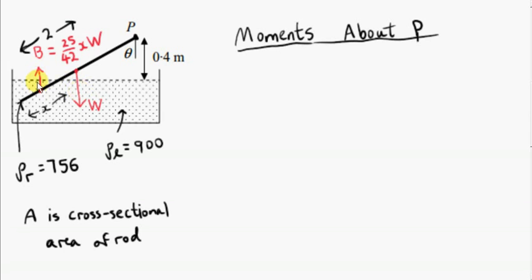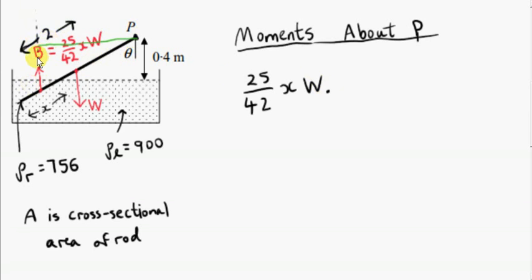We can see that B acts to turn the rod in a clockwise rotation about point P, whereas W turns it in the other direction, anti-clockwise. So the moment due to B about point P must equal the moment due to W about point P. So we take the magnitude of B, which is 25 over 42 times W, and multiply by the perpendicular distance of the line of action of B from point P.